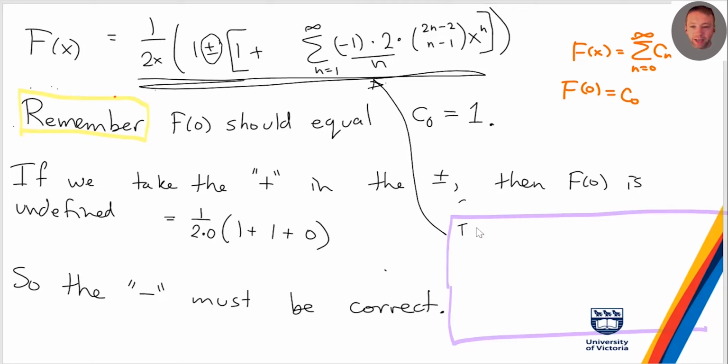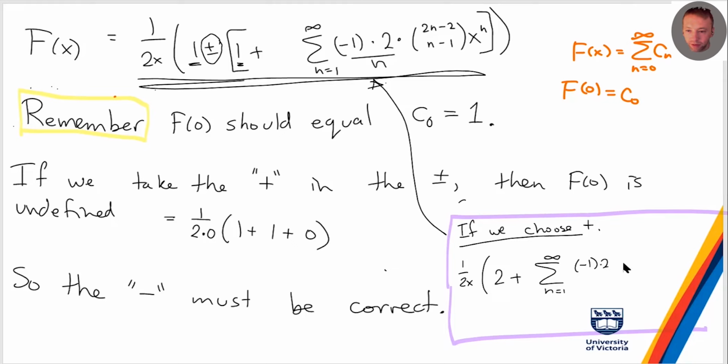Yeah. So if we choose plus, then what it looks like is 1 over 2x. So I have a 1 here, I have a 1 here. So if this is a plus, then I have 2 here, like 1 plus 1 is 2. And then we have this sum, n equals 1 to infinity, of the same stuff. It's 2 and whatever. It's actually not going to matter what's here. We're going to have problems anyway.